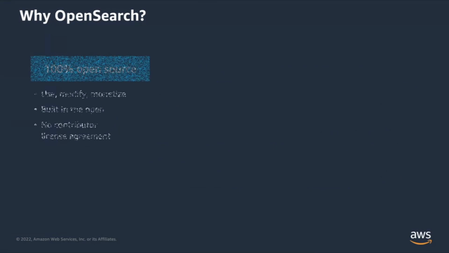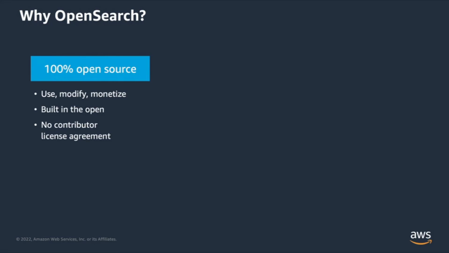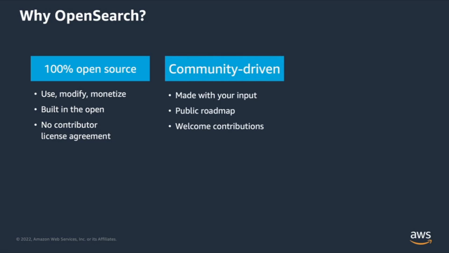So why would you want to use OpenSearch? Well, first of all, it's 100% open source. So all of the OpenSearch project is Apache 2.0 licensed. You are free to use, modify, and monetize on our code base. It's built in the open, and our roadmap is out there. We encourage everybody to come and contribute to the roadmap, to contribute code to the project itself. And we don't require a contributor license agreement. So all of that code goes right into the project.